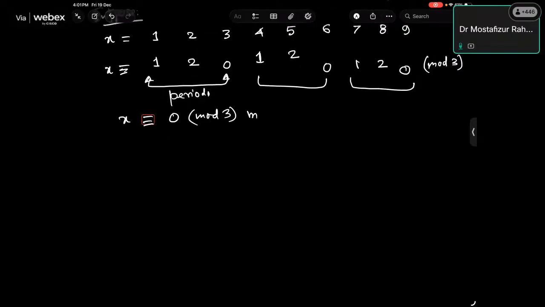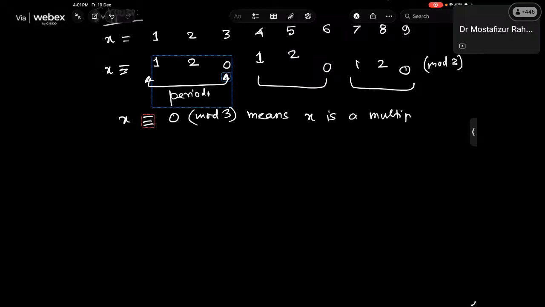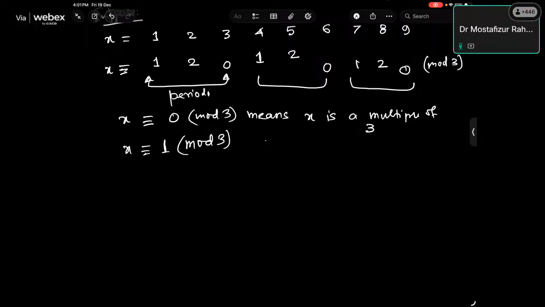So it means x is a multiple of 3, and this also I can write as 1 modulo 3 if I write this way. So it says that x is a multiple of 3 plus 1, right, as a remainder, right?